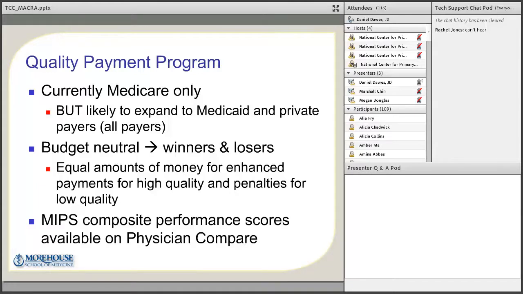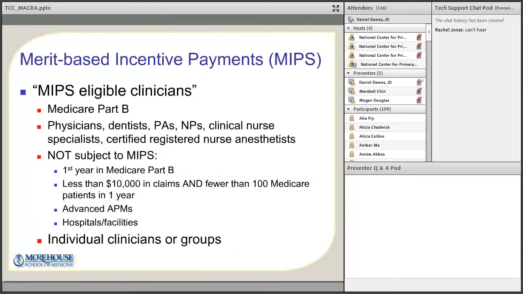And that is actually why we're doing this webinar. There's some issue with that because a lot of the safety net providers, or clinicians that serve disparate populations, would probably lose the most under such a system. And we want to make sure that these folks get it just right. And then, of course, the MIPS composite performance scores are going to be available on Physician Compare. So this is why we want folks to pay attention to it. Because, again, we don't want there to be a separate and unequal system of clinicians.